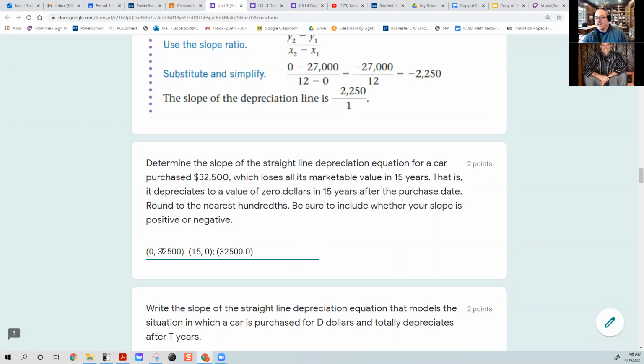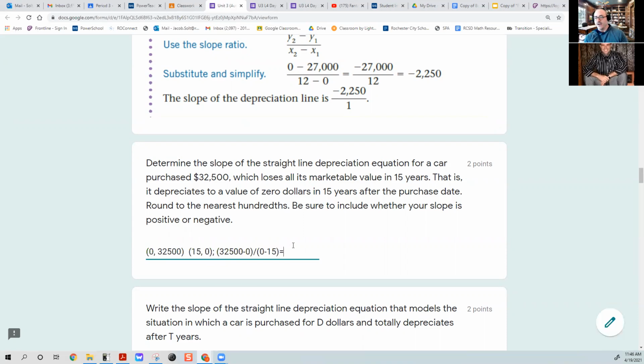32,500 minus 0. I took this y value here, and I subtracted this y value from it. Divided by, now I have to take the x values. I started with 32,500, so I've got to start with this 0 here. I can't skip around any way I choose. And then this 0 there, and then that 15 there. So 0 minus 15. You could have flipped it just as easily.